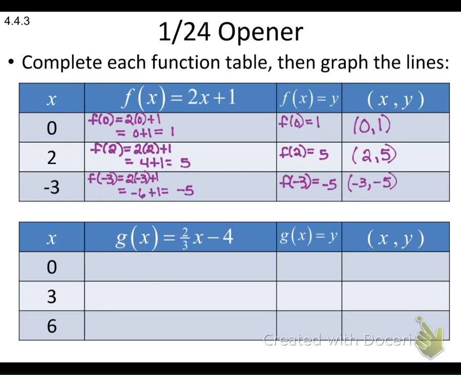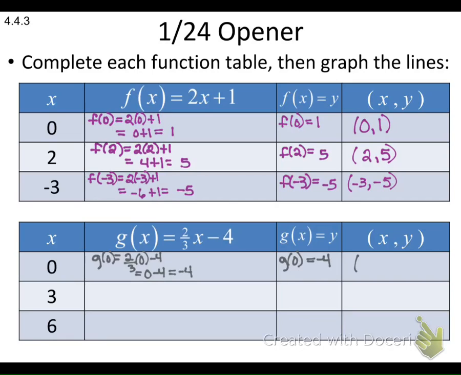So now this time we're using a fraction. So I will do the first row, and then I'll call on somebody to do the second and the third. So I have the function, can you see that very well? Okay, yeah. The function of 0 equals 2/3 times 0. Do you guys see I picked the easy one because it's 0? Minus 4. Anything times 0 is 0, so I have 0 minus 4, which will equal -4. So the function of 0 equals -4.